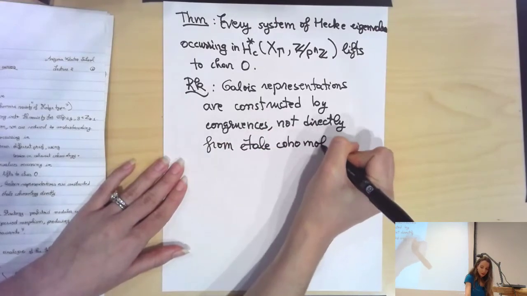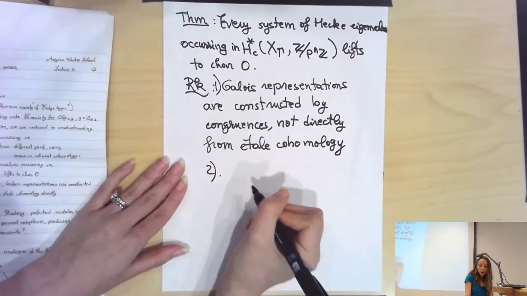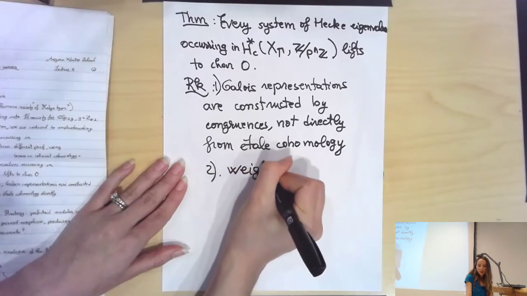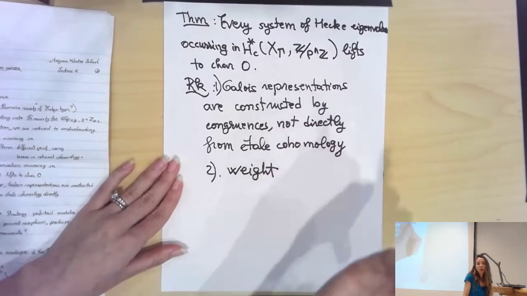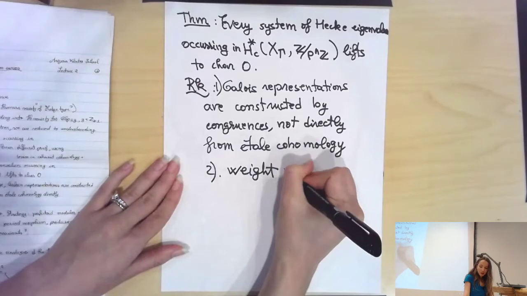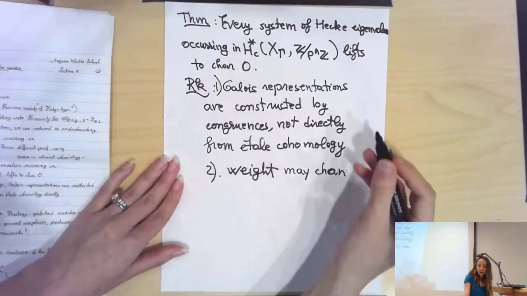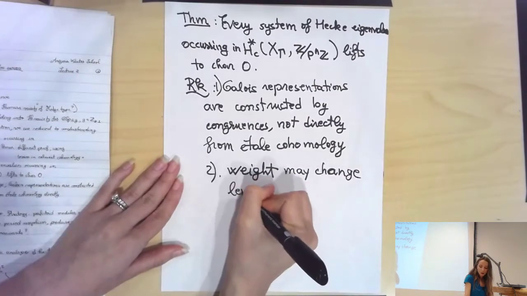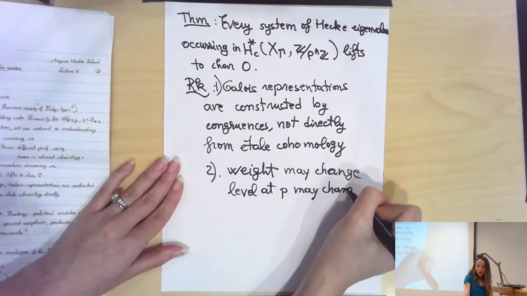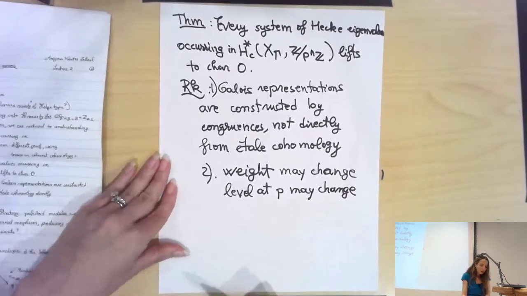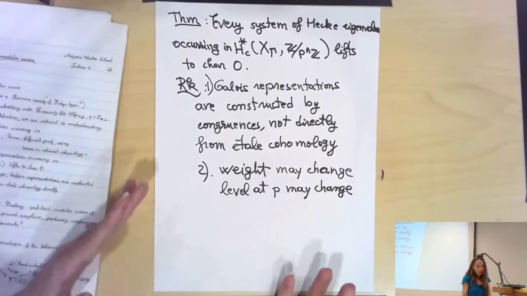So maybe another thing that might be of interest is that, when you construct this congruence, you may change the weight. So that means you may look at this cohomology with coefficients in some local system, not necessarily with coefficients in the trivial one. So the weight may change, and the level at p, the p part of gamma, may change. But you do get your Galois representations. So you can ask about proving a theorem where you can control these things better.